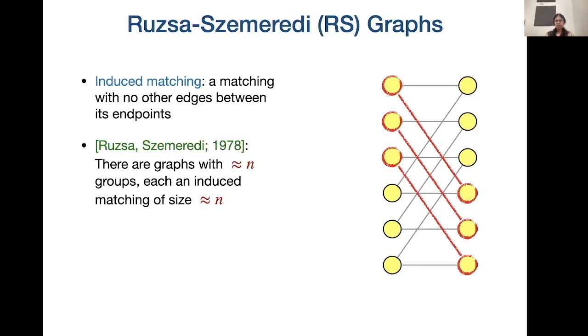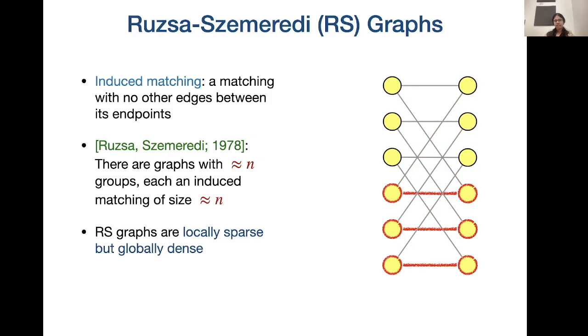So these red highlighted edges form an induced matching, and so do these edges, and so do these edges. These RS graphs are locally sparse because they're just matchings, but globally they may be very dense because it is possible to pack a lot of matchings together.